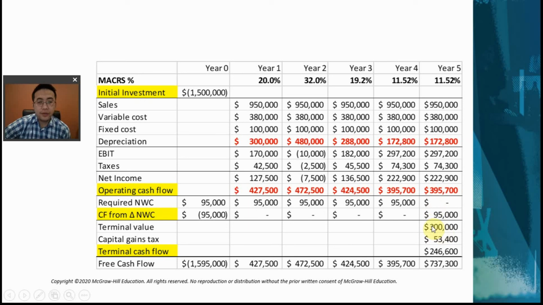And for the terminal value here, yes, you are still selling the machine for $300,000, but because you have a different ending book value, your capital gain is different. Instead of making $300,000 out of 0, you're making $300,000 based on the $86,000 ending book value under MACRS. So your capital gains tax would change as well. So your terminal cash flow is also different compared to the previous case.